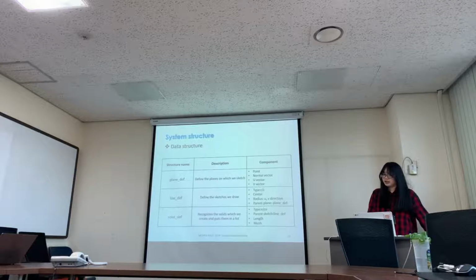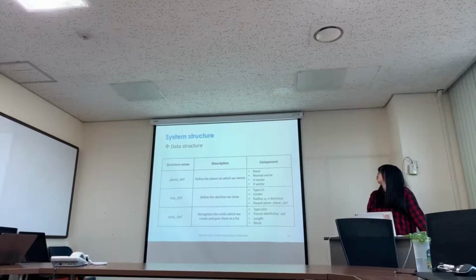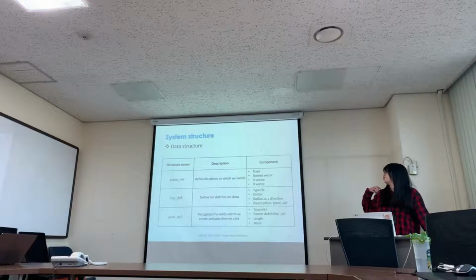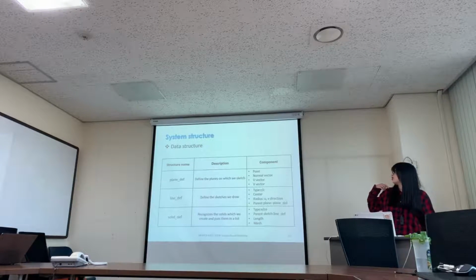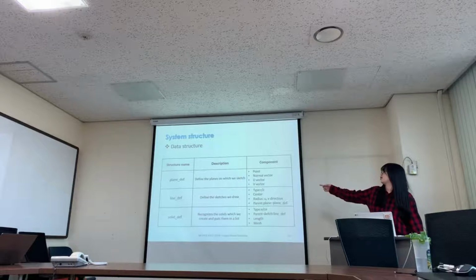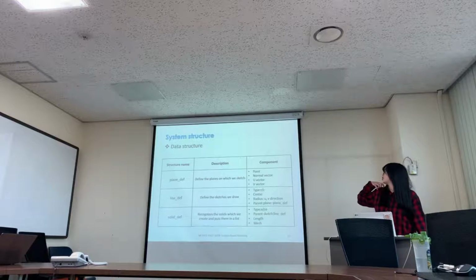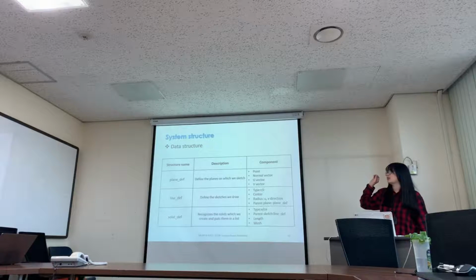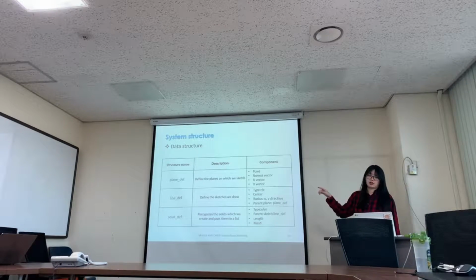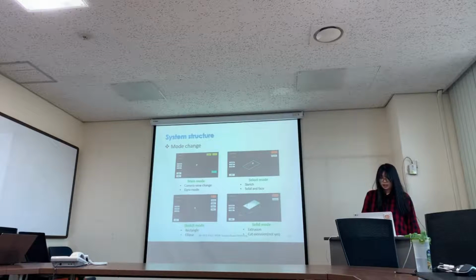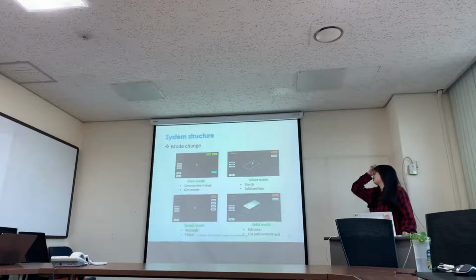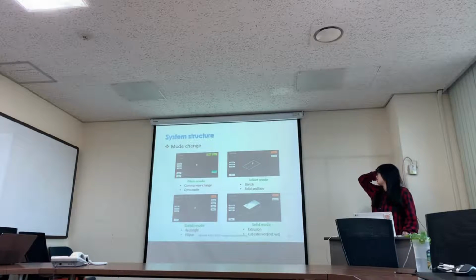And I will explain the system structure. To make sketch and solid features, we designed data structures. So there are plane and line, meaning sketch and solid. They have many components, and we put the information into the structure. And we use mode changing. There are four modes: main mode, select mode, sketch mode, and solid mode.